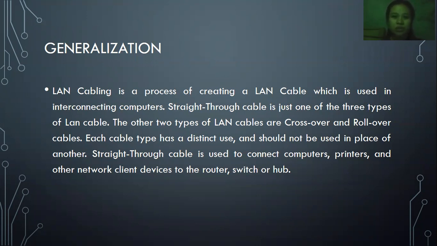Straight-through cable is just one of the 3 types of LAN cable. The other 2 types of LAN cables are crossover and rollover cables. Each cable type has a distinct use and should not be used in place of another. Straight-through cable is used to connect computers, printers, and other network client devices to the router, switch, or hub. So for the important points in our lesson for today, the straight-through wiring guide must be followed carefully, and then the straight-through cable is used in connecting 2 different devices. You must remember those points.